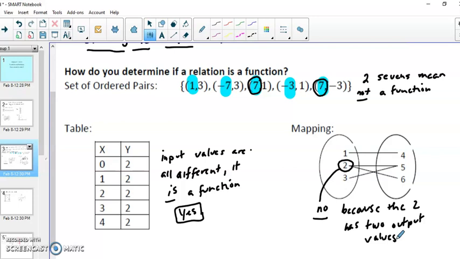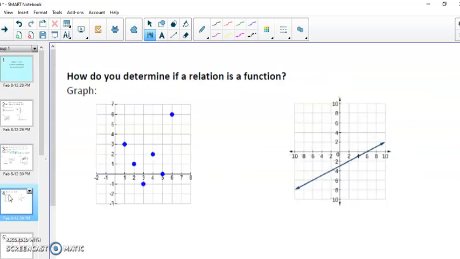Let's move along. If everybody can turn to page 2, and let's look at some graphs. So how do you determine if a relation is a function? So again, it's each input, or each x value, has one y value.